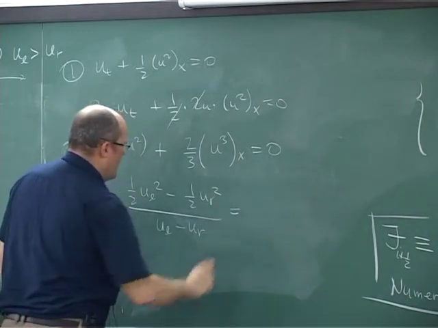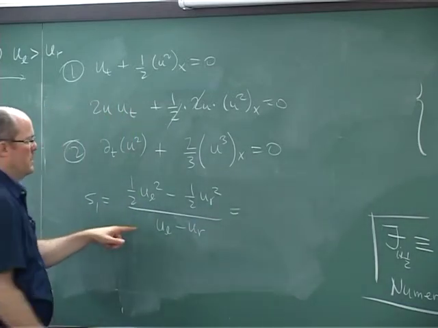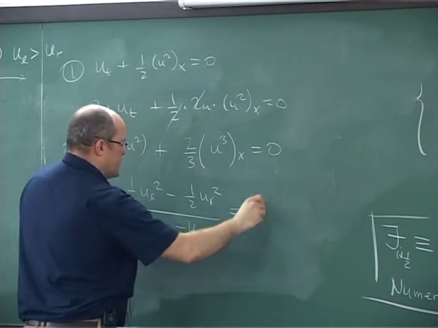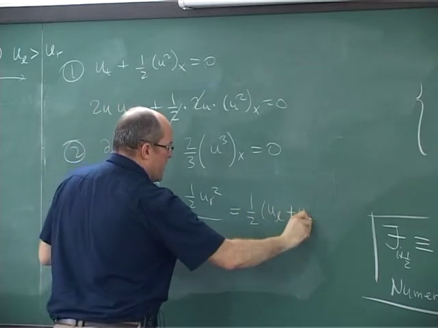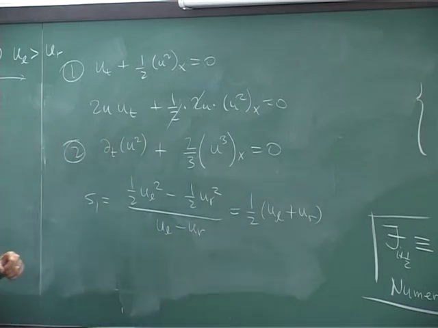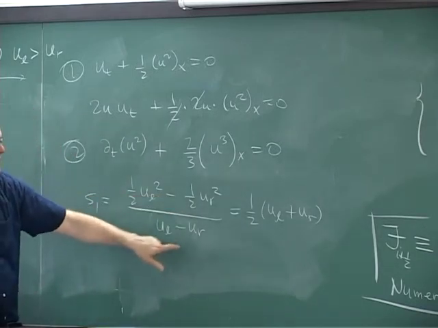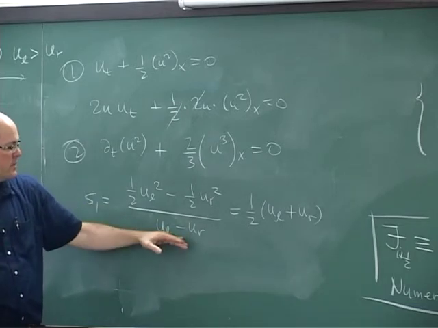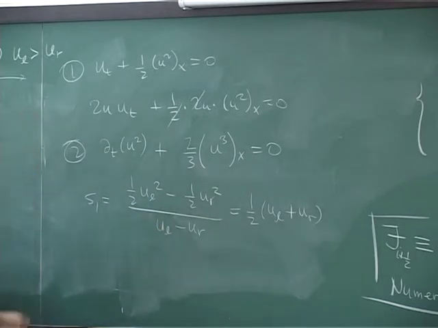And this is going to be ul plus ur, which is exactly what we had written down, because this is a difference of squares, and it can be written as that term times that term. Okay, if we calculate now the shock speed for number 2, the same thing.